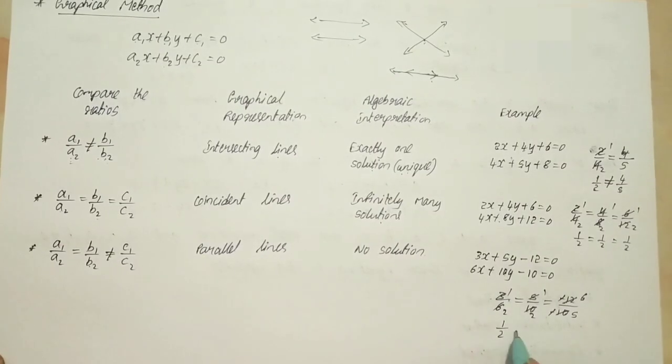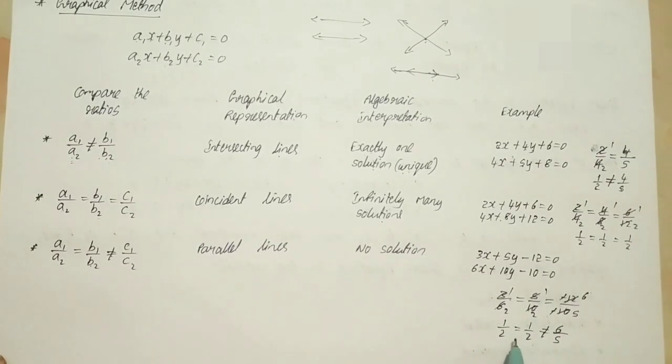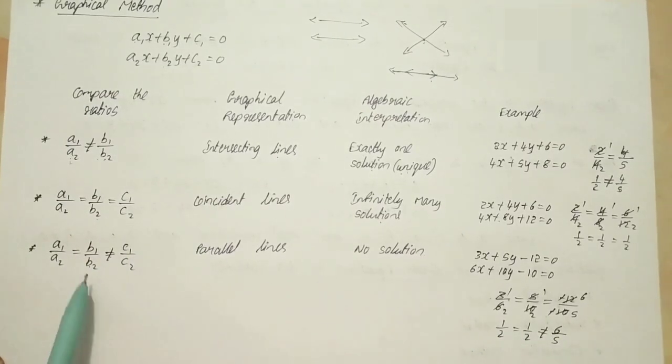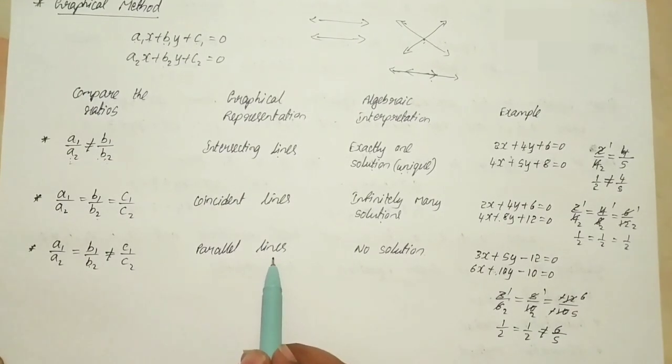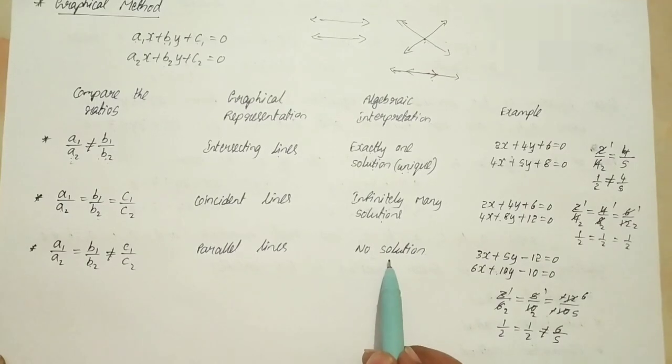That means we have got 1 by 2 is equal to 1 by 2 is not equal to 6 by 5, right? So that means the given equations are in the form A1 by A2 equal to B1 by B2 not equal to C1 by C2. So this is in the form of like this, right? So for these equations, what will be the graph we will get? Parallel lines. Parallel lines means there will be no intersecting points. If there is no intersecting point, how many solutions we have? We have no solutions.